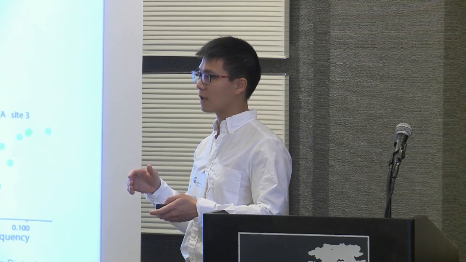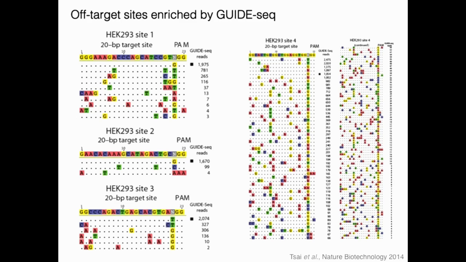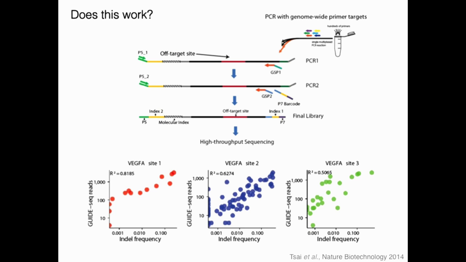Because you know where the off-target sites are, because you've mapped them here, you design a primer to each one, and then pool all these primers to your library to actually check if you actually got indels at those off-target sites. And essentially, you see here the cross-correlation for the VEGF-A site 1. It's actually pretty good. The R-squared is 0.81, whereas here, it's not quite so good. The VEGF-A site 3, the R-squared is only 0.5.